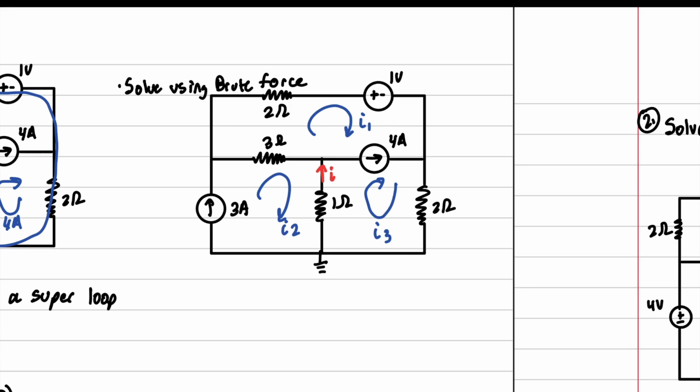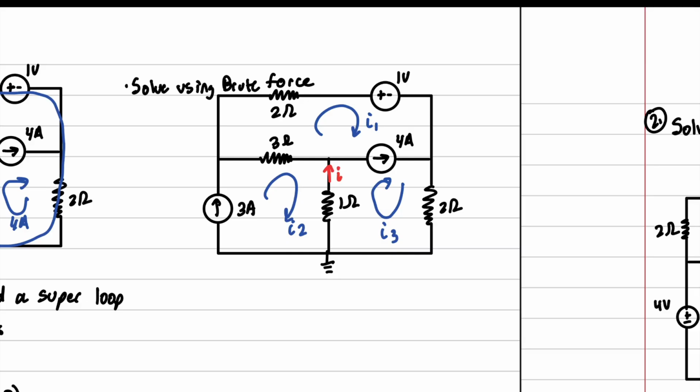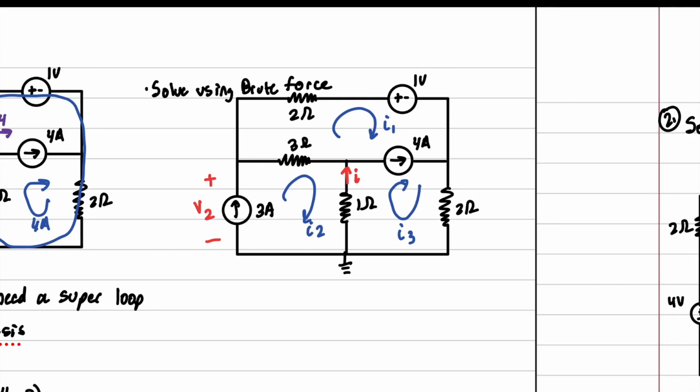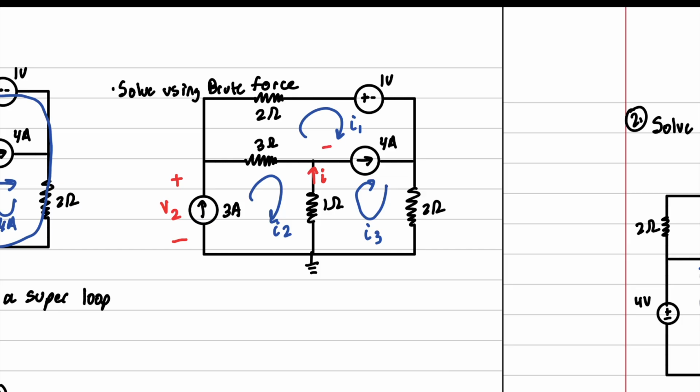Now, the cool thing about brute force is all of these current sources are going to turn into a voltage difference. So the arrow is going up, so we're going to do plus here, minus here, and we're going to call this one V2. This one I want to call V1 right here. So now we're going to treat this whole branch as a voltage source, or some voltage difference. Voltage difference is actually more correct.